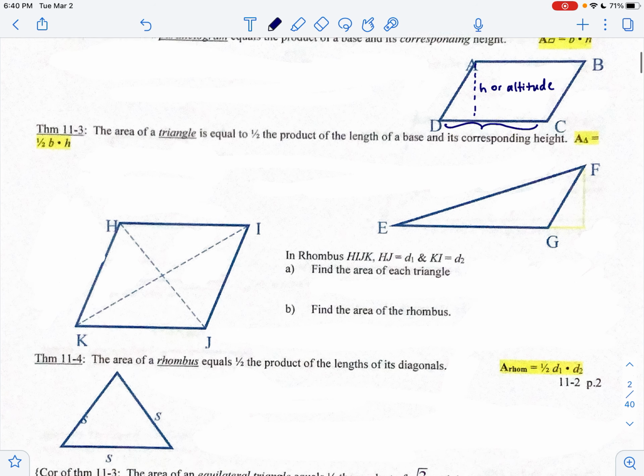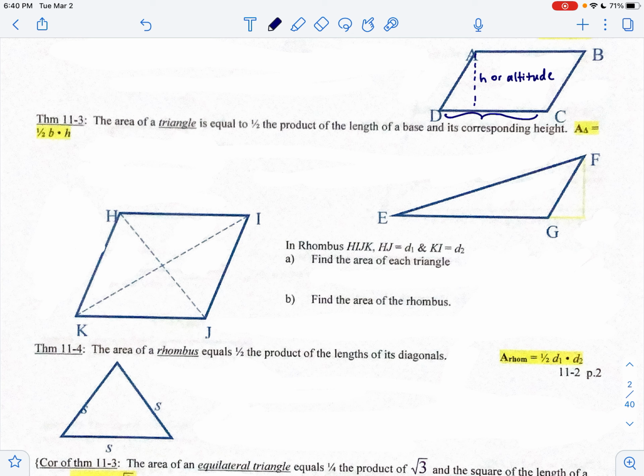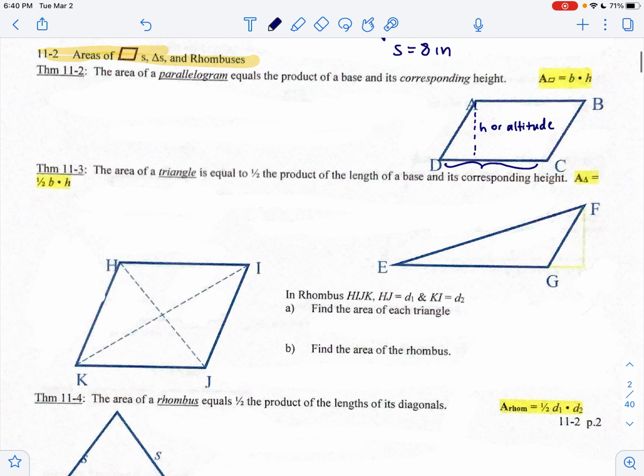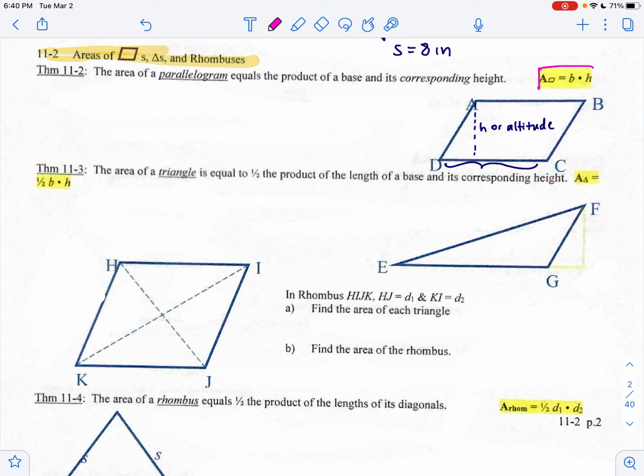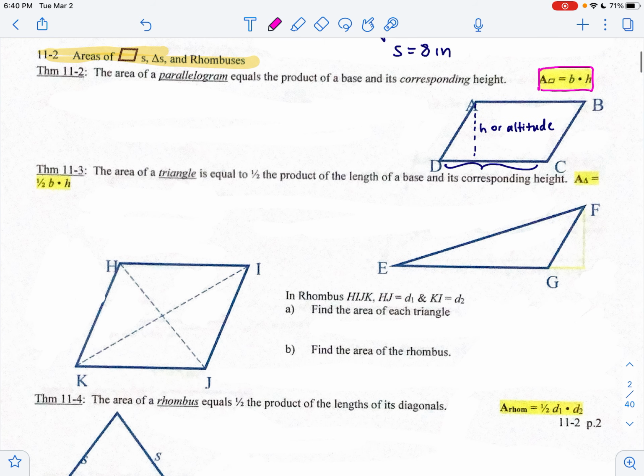Now moving forward, the area of a triangle we all know is 1/2 base times height. As we're moving through this, I'm going to go ahead and trace out in pink that's the parallelogram formula. This is the formula for a triangle that you see under theorem 11-3. It's 1/2 base times height.